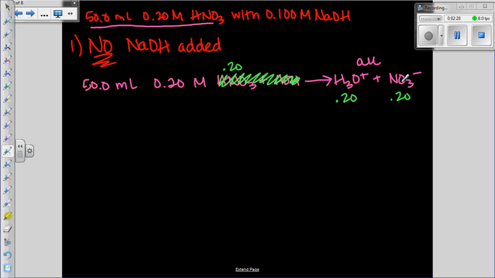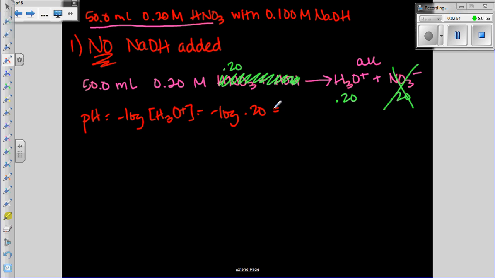Now nitrate, because it is the conjugate base of a strong acid, has no acid-base properties in water. It's not going to contribute to pH at all. So all I have to do to calculate pH is to do the negative log of the hydronium ion concentration. So negative log of 0.20, and that gives us a pH of 0.6.